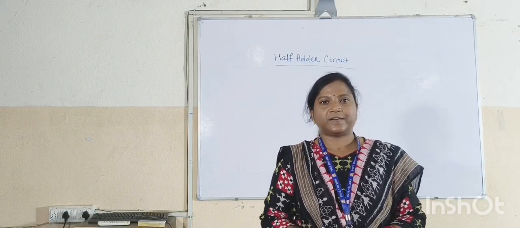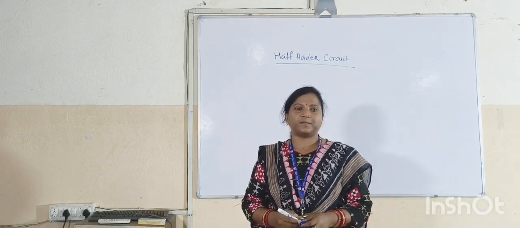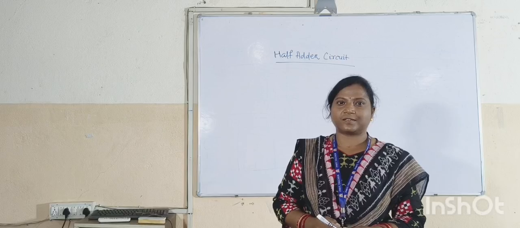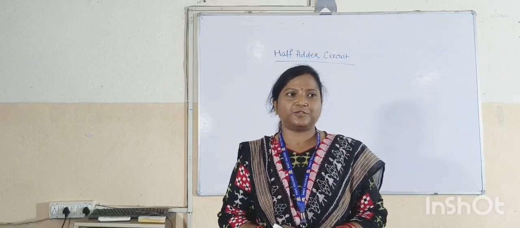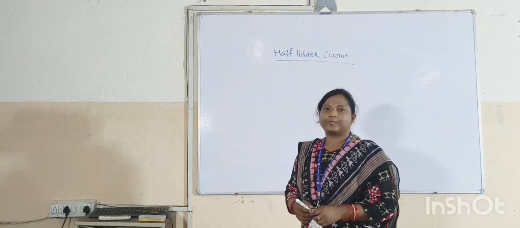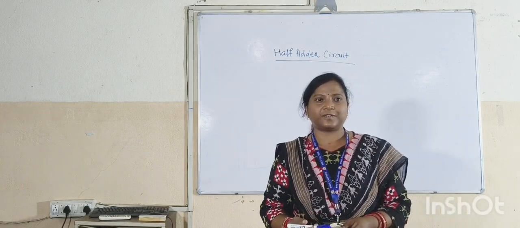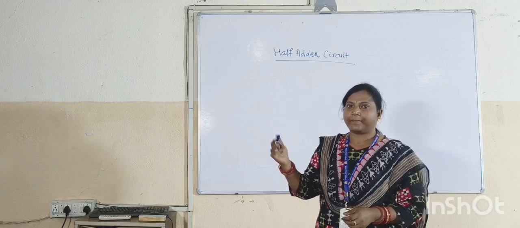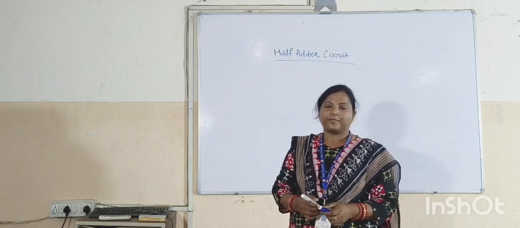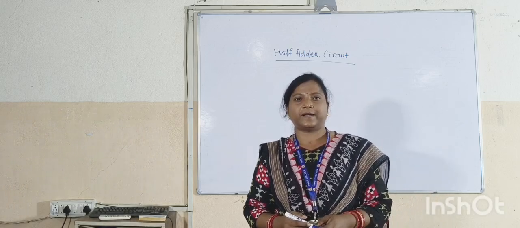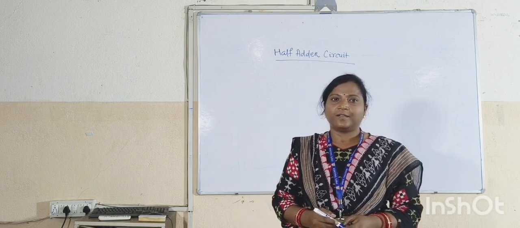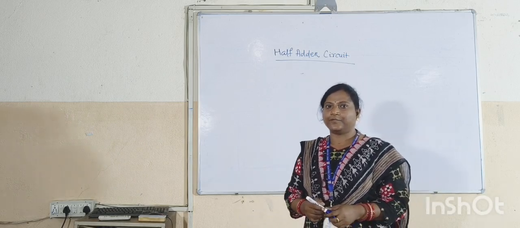Circuit. So what is a half adder circuit? It is nothing but a combinational logic circuit which is used for 2-bit addition. So for binary addition we require an adder circuit. There are two types of adder circuit: one is your half adder and the second one is your full adder. For 2-bit addition we require a half adder. For 3-bit addition we require a full adder.